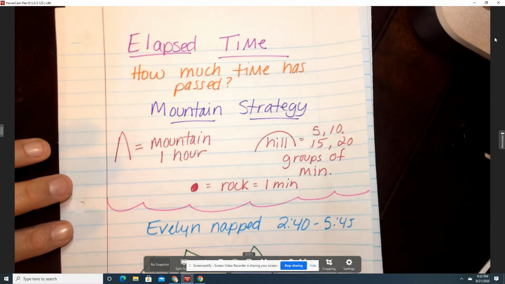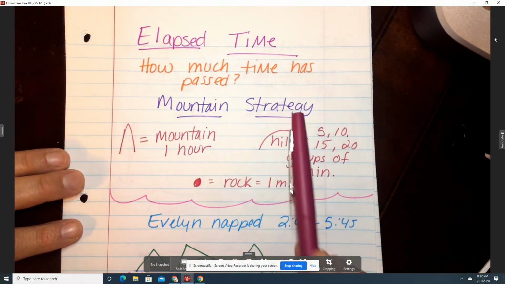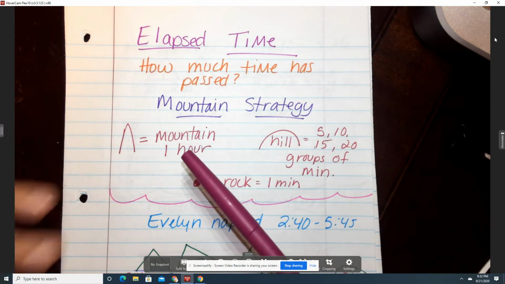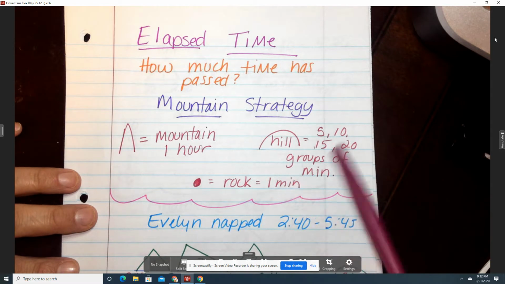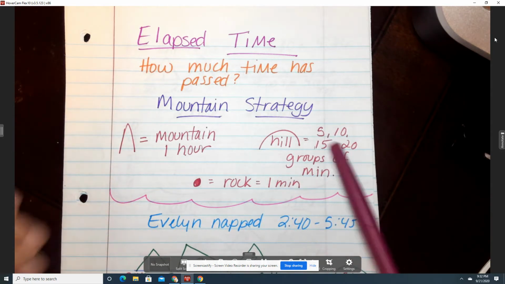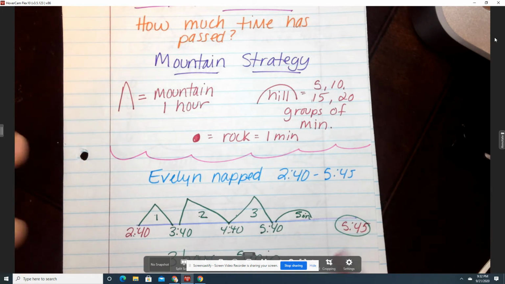So just remember that we are talking about elapsed time, and the mountain strategy is what we're going to use. So a mountain is going to equal an hour, and then you can put groups of minutes as a hill, and then your rock is going to be a minute.